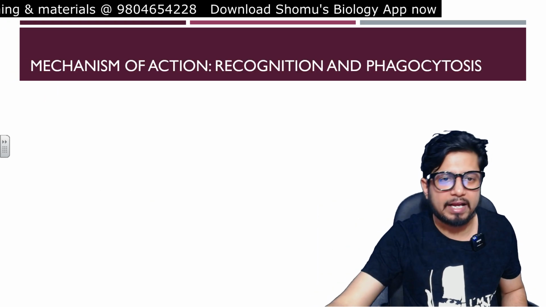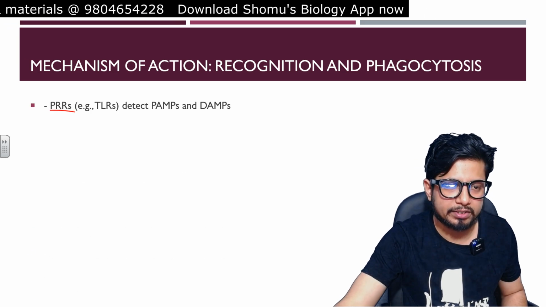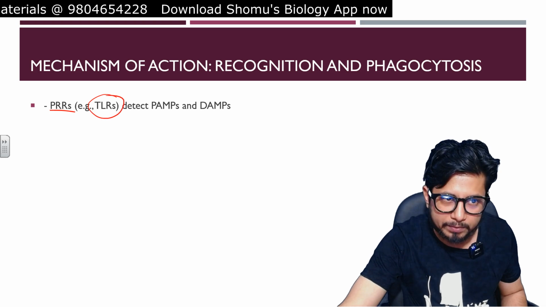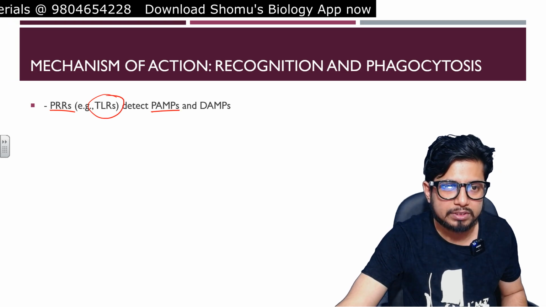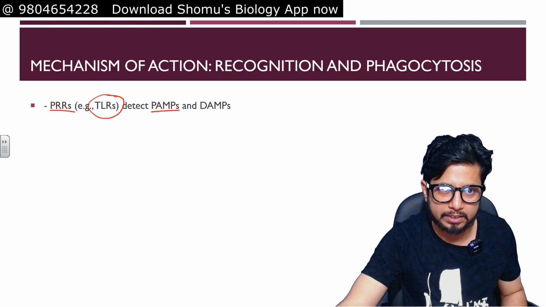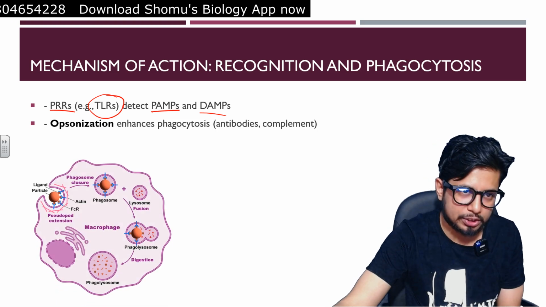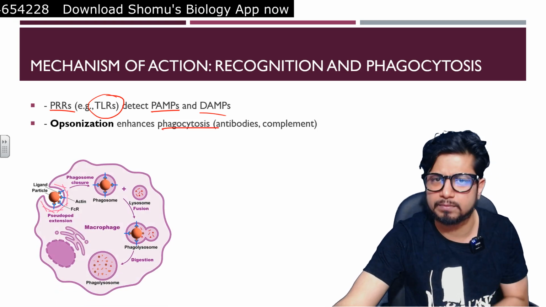Starting with the mechanism of action, recognition and phagocytosis. There are pattern recognition receptors like TLRs, toll-like receptors, that can detect pathogen associated molecular patterns. The short form is PAMP, pathogen associated molecular patterns. And here you can see opsonization, which enhances phagocytosis multifold.